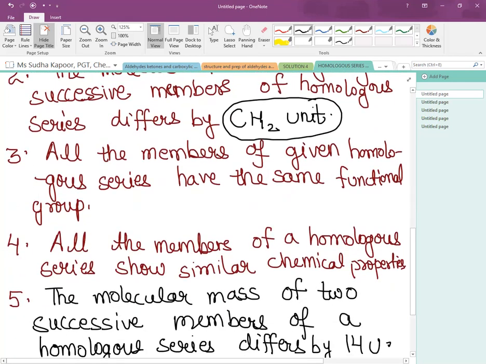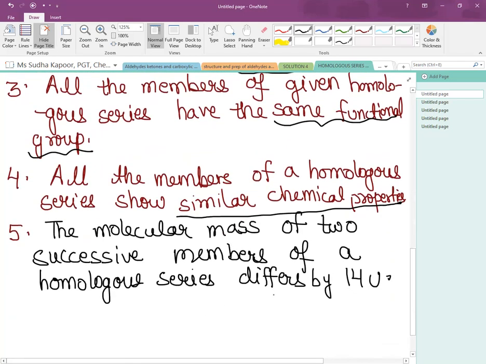All the members of the homologous series have the same nature of functional group. That is, if they have the functional group OH, then all of them have the OH. If they have halogen, then all of them have the same functional group. One more important thing is all the members of the homologous series show similar chemical properties because they are based on the same formula and same functional group. So their chemical properties are also going to be the same. And the very important one, the mass difference between two adjacent members is 14 units.